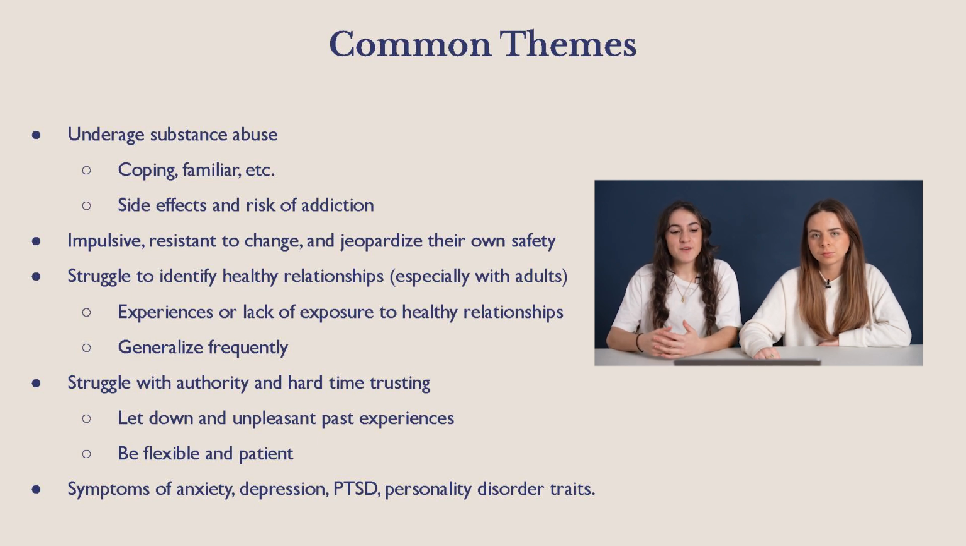A very important and prominent theme here is that most times they often struggle to identify healthy relationships, especially with adults. They have had several bad, disappointing experiences, especially with adults. They also may have grown up not exposed to healthy attachments or relationships. So when they're making their own relationships, it becomes difficult to recognize and form healthy ones. They also tend to generalize, so this causes a rigidity of perception.